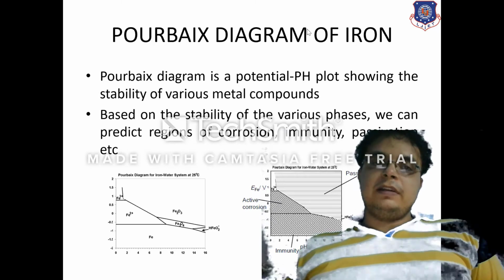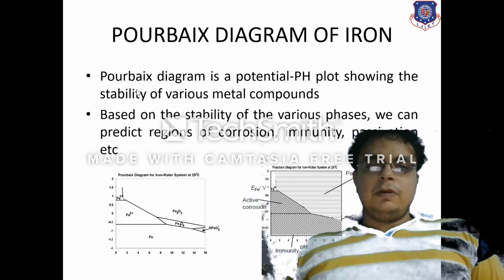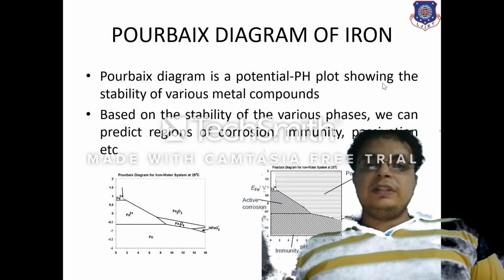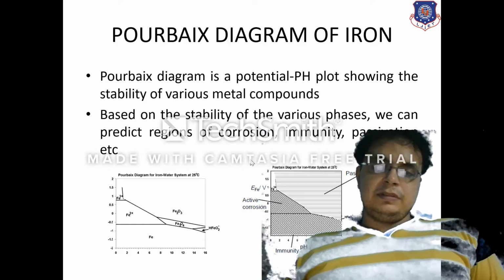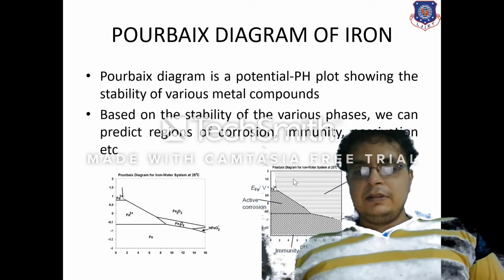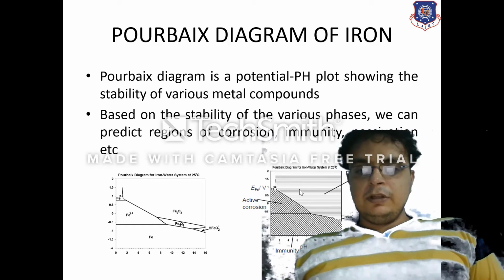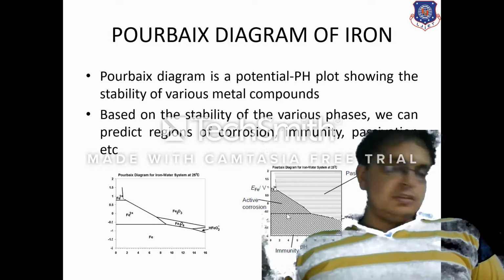Pourbaix diagram of iron. This is how the Pourbaix diagram of iron is shown. A Pourbaix diagram is the potential-pH plot showing the stability of various metals. So this is simple iron. The top region is passivity, second is active corrosion, third is immunity.